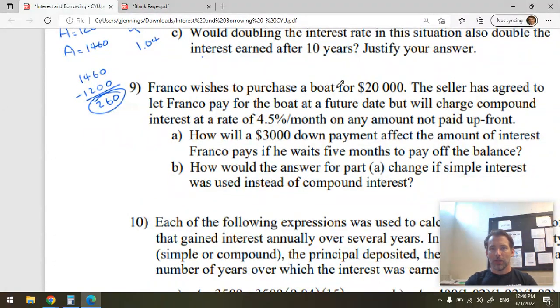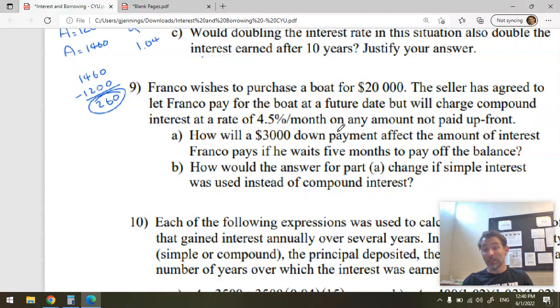Okay, Franco wants to purchase this boat for 20 grand. The seller agrees to let Franco pay for the boat at a future date, but he charges compound interest at a rate of 4.5% per month on any amount not paid up front. Well, Franco should buy the boat next year. He should not take on this debt. This is terrifying.